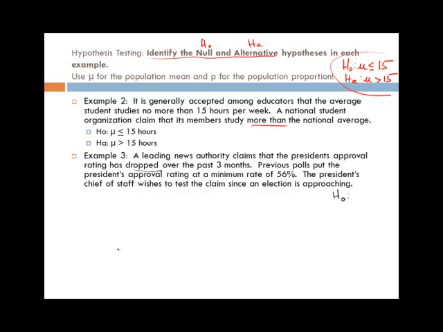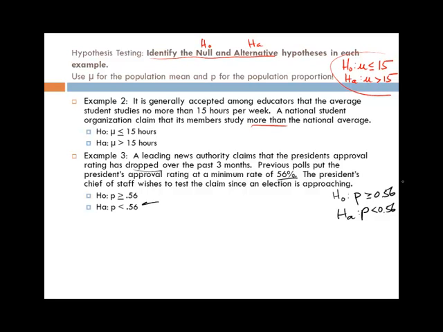So we've got percentages here, yes? So percentage is population proportion. Well, the chief of staff is claiming that the proportion is probably more than 56%, I would imagine. So it says that the leading news authority claims that the president's approval rating has dropped over the past 3 months. All right, so dropped would mean less than, which means that the null hypothesis is that it's been at least 56%.